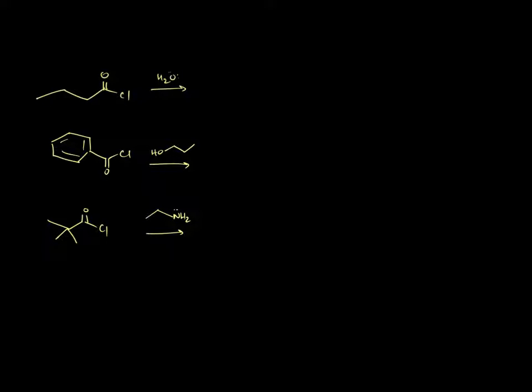So what I've drawn here is 3 different reactions of acid chlorides. One in which the acid chloride reacts with water, and the second one with an alcohol, and the third with an amine. Let's walk through together that first reaction, and then I'm going to ask you to try to figure out the second and the third.